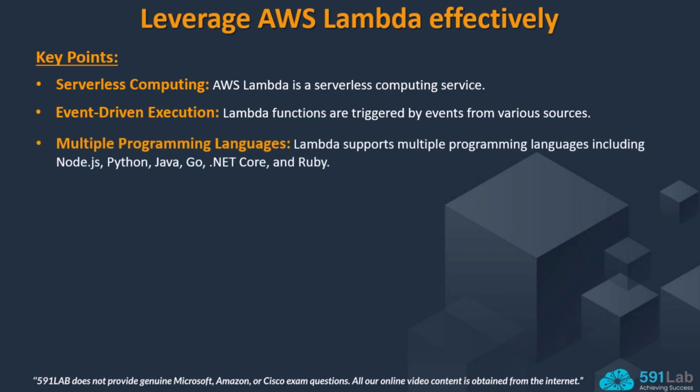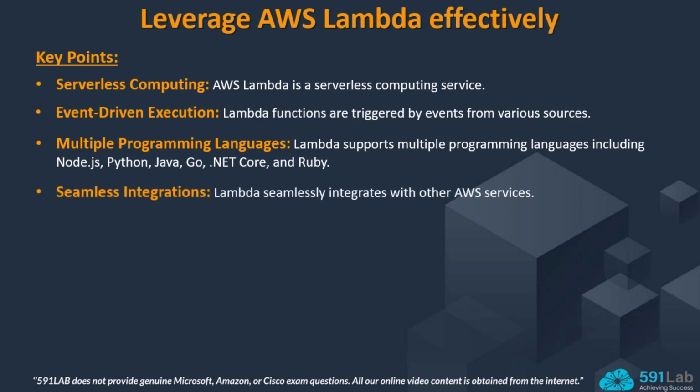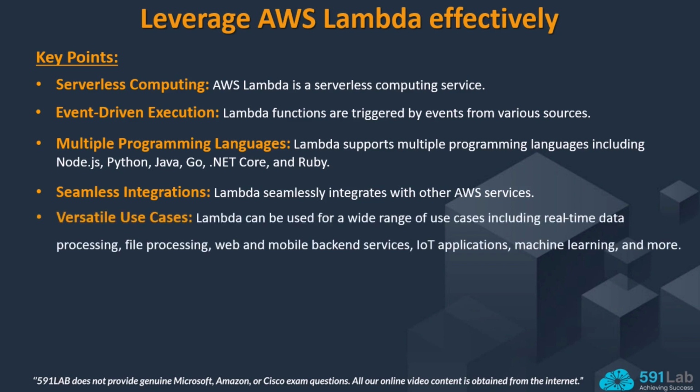Lambda supports multiple programming languages including Node.js, Python, Java, Go, .NET Core, and Ruby, allowing you to write functions in your preferred language. Lambda seamlessly integrates with other AWS services, allowing you to build event-driven architectures and serverless applications using various AWS services together. Lambda can be used for a wide range of use cases, including real-time data processing, file processing, web and mobile backend services, IoT applications, machine learning, and more.